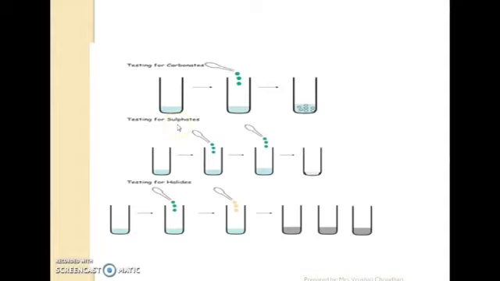For the sulfate, we are going to add the reagent. If PPT, sulfate is present. If no PPT, sulfate is absent. Similarly, perform the test for halide.